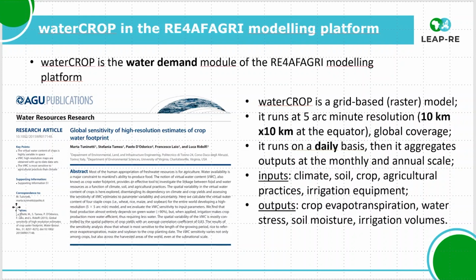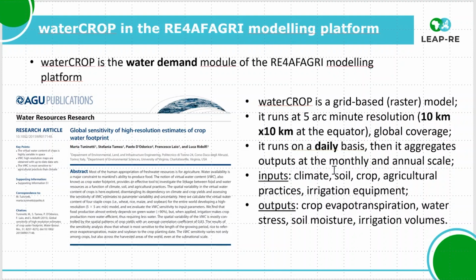The model is a grid-based model, meaning that it works on a pixel level, and specifically it has a spatial resolution of 5 arc-minute. That means a pixel of 10 kilometer by 10 kilometer at the equator. WaterCROP can be run with global coverage. However, in this version, I will show you a specific application for Africa.